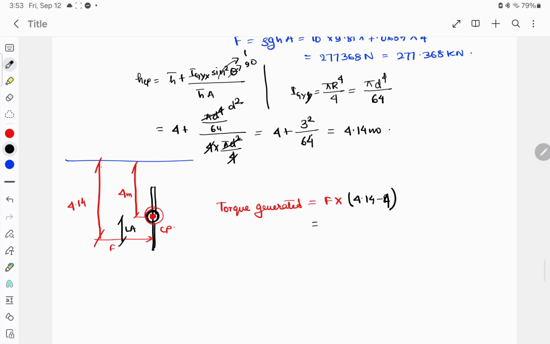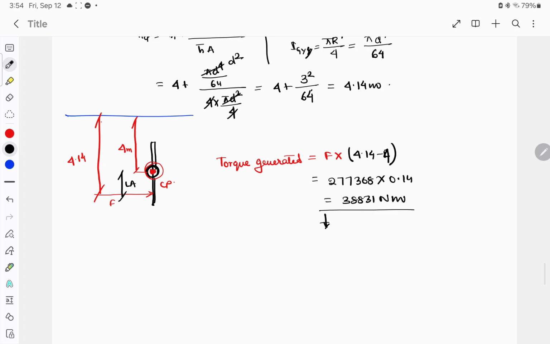Force came out to be 277,368 into 0.14. This will come out to be 38831 Newton meter. So this is the torque. So if this is the torque given by the water, from this side we will have to give another torque, which is the equilibrium torque, to maintain the disc in equilibrium.